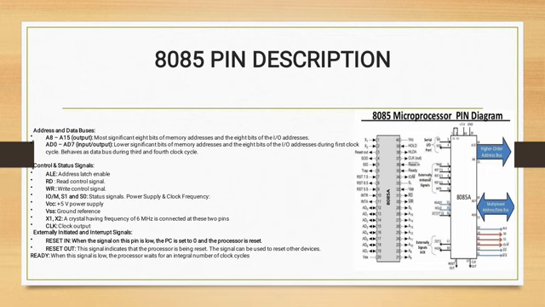S0 and S1 are the status pins. These are the status signals sent by the microprocessor to distinguish various types of operation. Whenever both pins are in 0-0 condition, the operation is halt state. Whenever it is 0-1, it is a write operation. In the 1-0 case, it is a read operation. In the 1-1 case, it is a fetch operation.